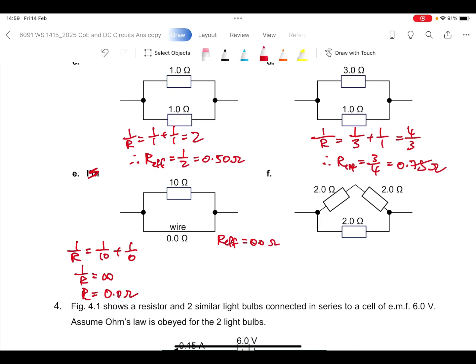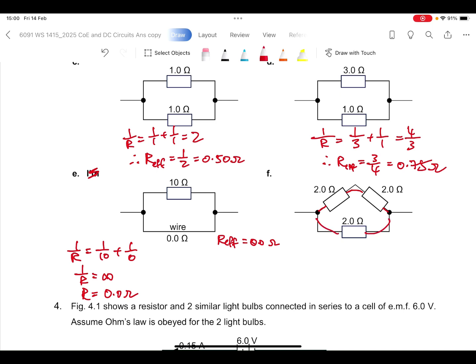For part F, don't be tricked by the shape of the circuit. It can be a triangle, it can be a rectangle, it doesn't matter. What basically matters is that there are two branches, one branch over here and the second branch over here.